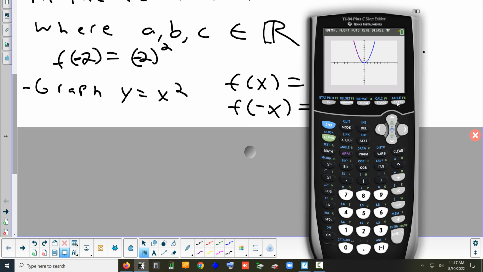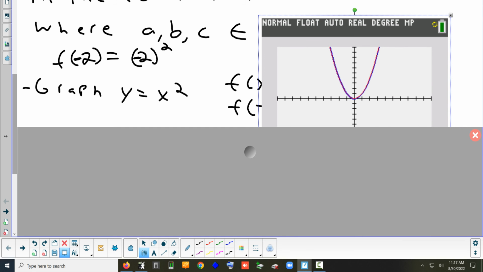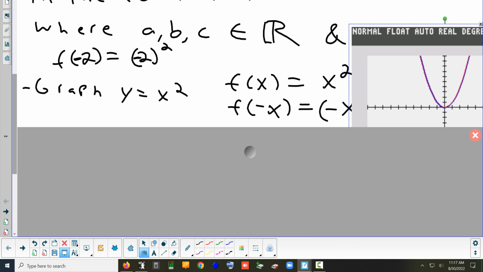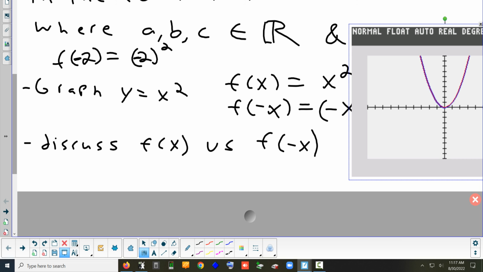Okay, I don't know if you can see it, but it did trace over it in red, very faintly. But it is the same graph, and that's because we did a reflection over a line of symmetry. So the difference here, in this case, is none. There is no difference between f of x and f of negative x.